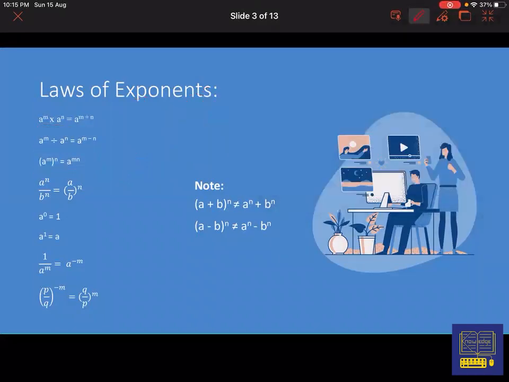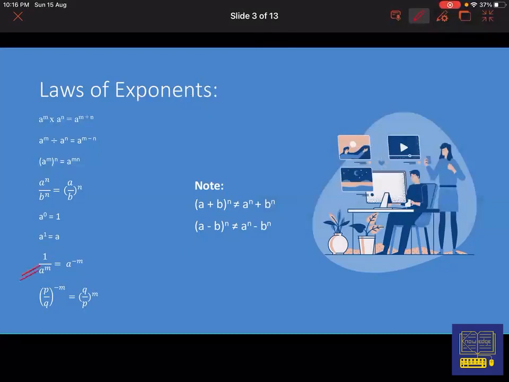Next, over here, since there is one common power, that's n, instead of writing this we can write a by b, the whole to the power of n. Then a to the power of 0, or any number to the power of 0, is equal to 1. And a to the power of 1 is equal to a, because you're just taking the number by itself one time. And if you have 1 by a to the power of m, then you can write that as a to the power of minus m.